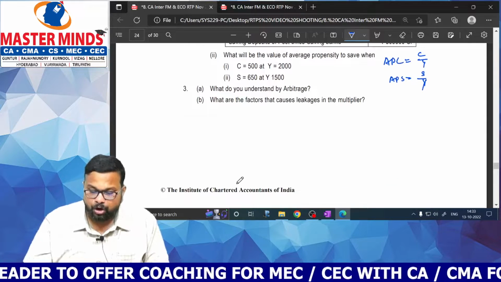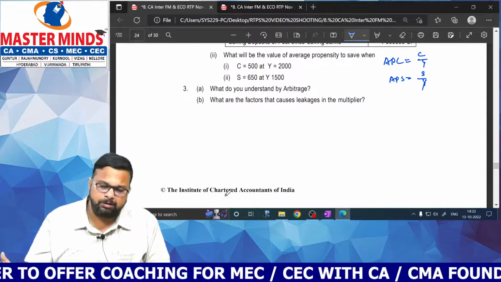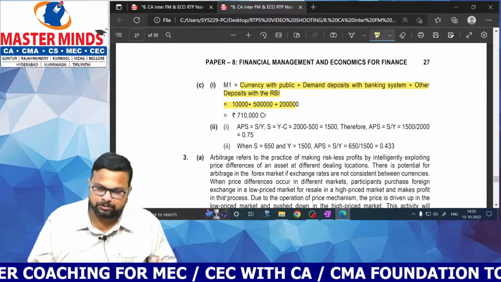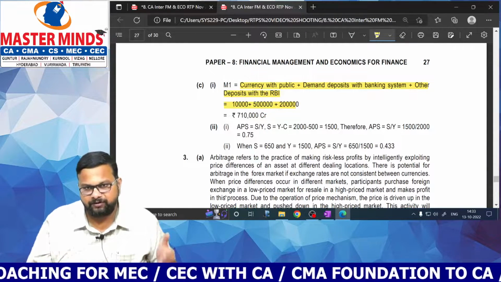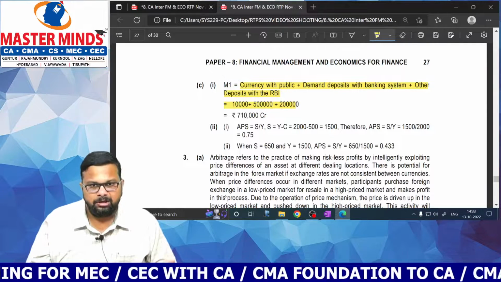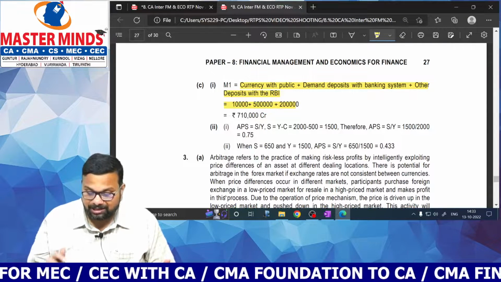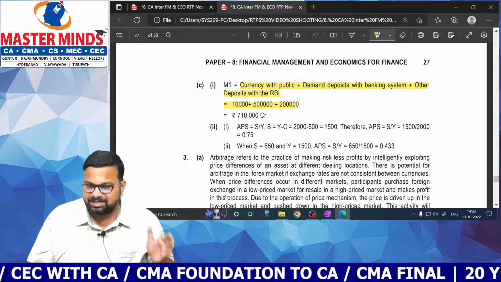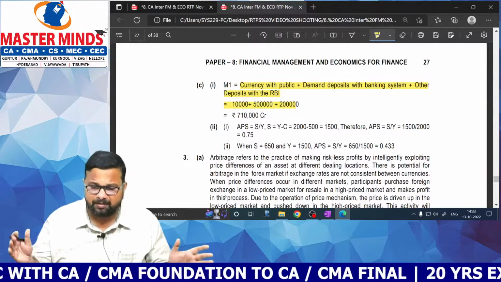Okay, next 3A. What do you understand by arbitrage? What do you mean by arbitrage? Important question from exchange rate chapter. While explaining the chapter itself, we have mentioned a couple of times that it is very, very important. And it was not asked in earlier examinations. So there is every possibility that the question may be asked in coming examinations. Repeatedly asked in MTPs and RTPs.